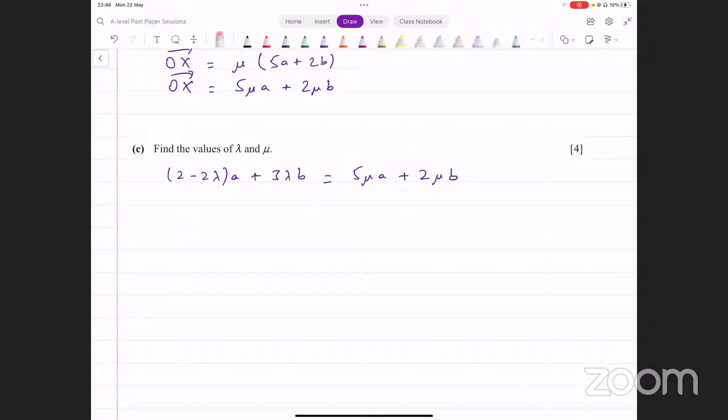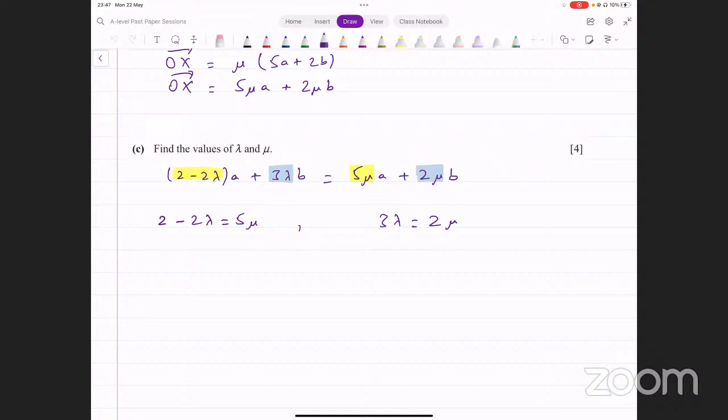Now, since both of these are supposed to be equal, that means 2 minus 2 lambda should equal 5 times mu, and 3 lambda should equal 2 mu. This gives you two equations. You can solve these equations simultaneously, and that should give you the values for lambda and mu. Let's do that. 2 minus 2 lambda equals 5 times mu. That's the first equation that we have. The second equation is 3 lambda equals 2 mu.